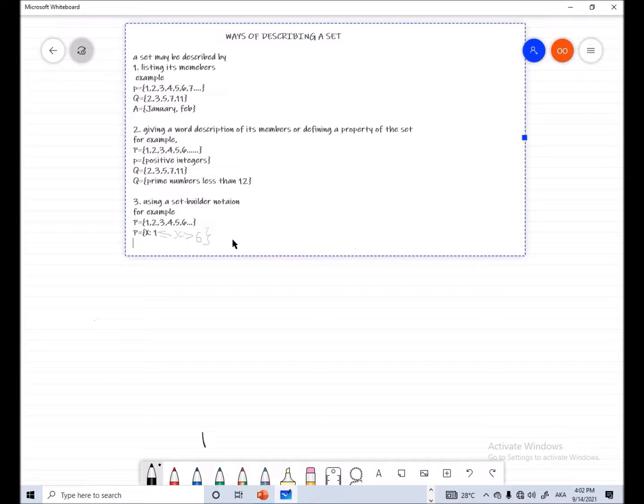Is it clear now? Okay, so now let's set another example. Use the set Q, which has members 2, 3, 5, 7, 11. So pen it down. Use set builder notation to write Q.